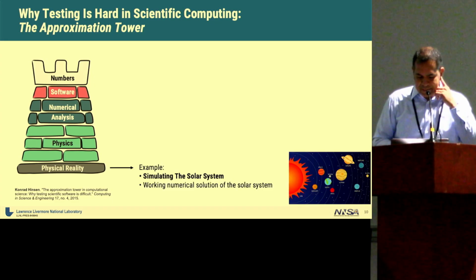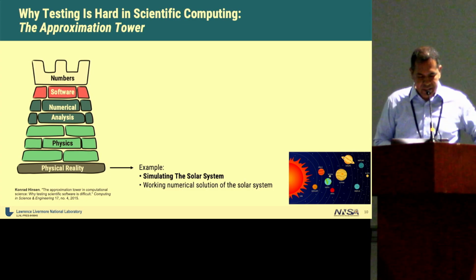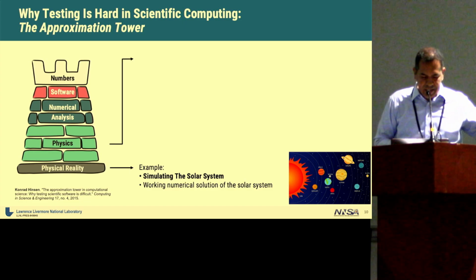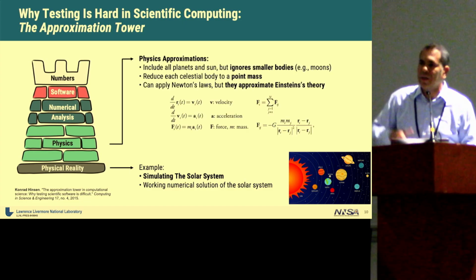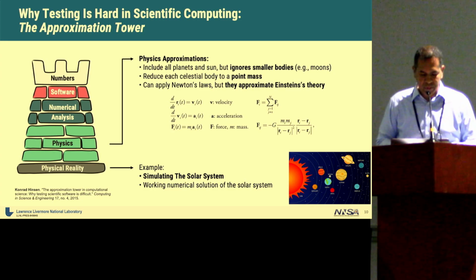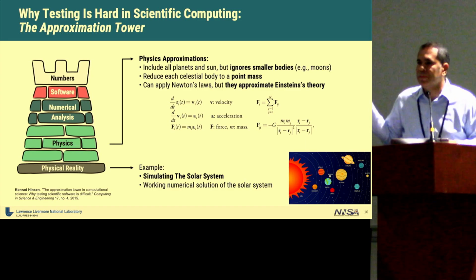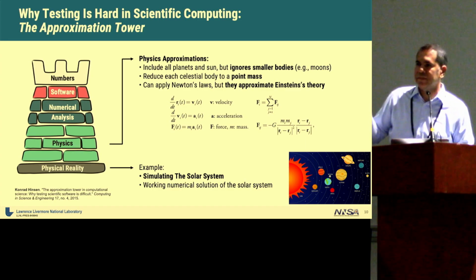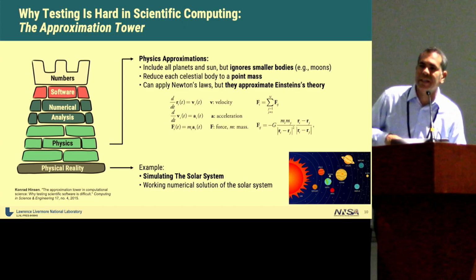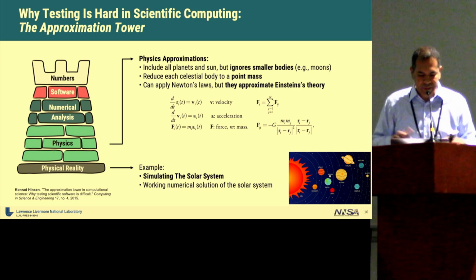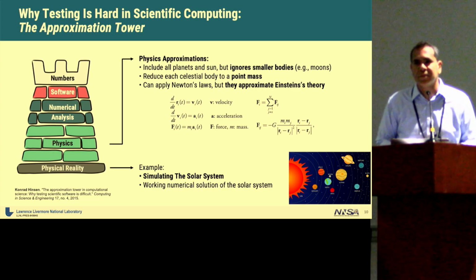So let's start with an example. Let's say we want to have a simulation of the solar system, and we'd like to have a numerical solution of the solar system. That's the first layer, right, the physical reality. Then we go into the physics layer where we do a good number of approximations, right? We could, for example, include all planets and the sun, but we don't include the moons and the smaller bodies like comets. We may say, okay, we don't include the galaxies because they are so far away. We reduce each celestial body to a point mass.